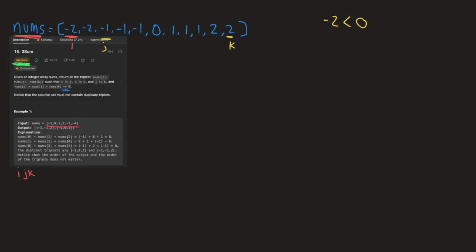It ultimately ends up being -1 for our triple: -2 plus -1 added together is -3, plus 2 over here at k equals -1. So we're still moving in the right direction, but because our sum is less than 0, we're going to move j again. And so this is going to be one of our rules.